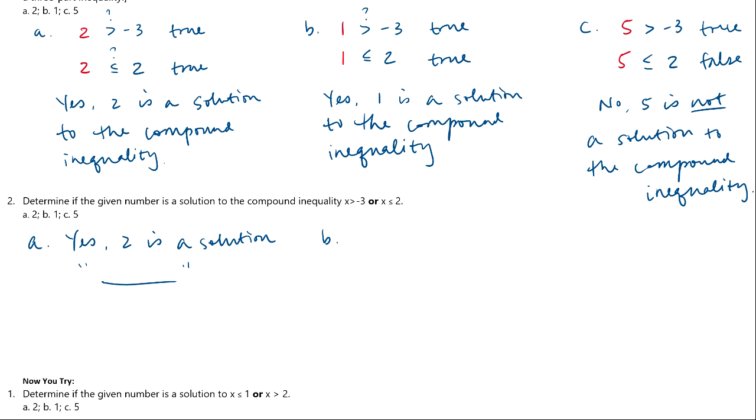Similarly, for part B, because at least one of the inequalities gives us a true result when we plug 1 in, we would say 1 is still a solution to the compound inequality we have. Now for part C, notice before we said 5 was not a solution to the compound inequality when it was connected by "and," which required both inequalities to be true. Here we only require at least one of the statements to be true. So with that, yes, 5 is also a solution to this compound inequality when it's connected by "or."